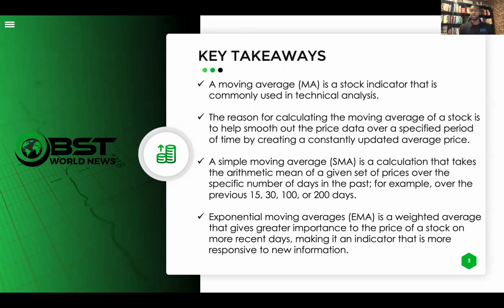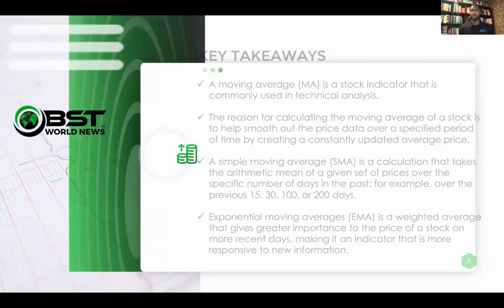Exponential moving averages is a weighted average that gives greater importance to the price of a stock on more recent days, making it an indicator that is more responsive to new information. All right, so there's a difference between a simple moving average and the EMA, exponential moving average. Basically, the EMA gives you a better representation of current price movement, more recent price movement, and a regular moving average or a simple moving average is a little bit more lagging than exponential moving average. And I'm going to show you how to use both, basically.